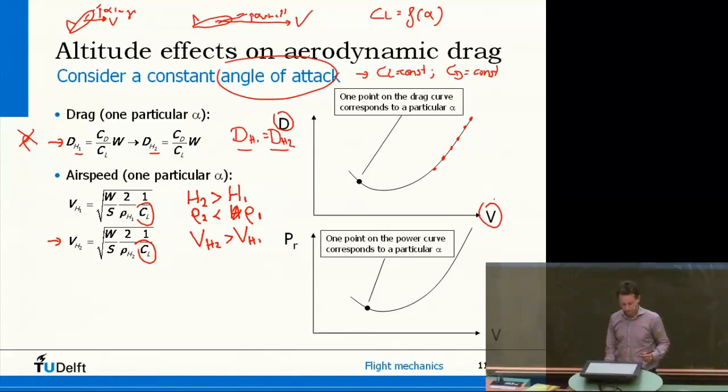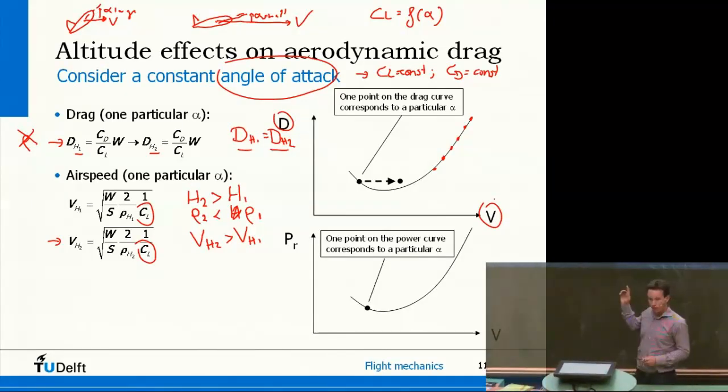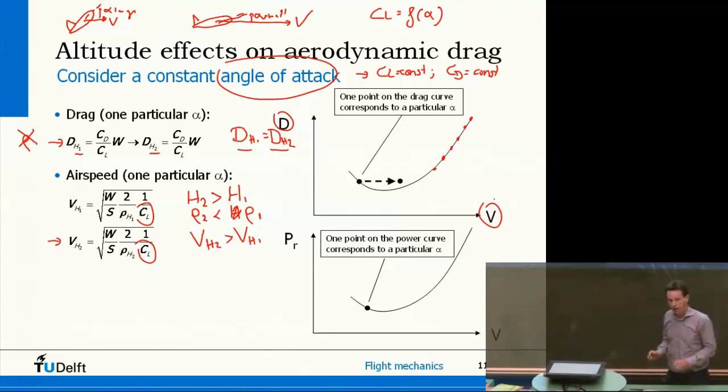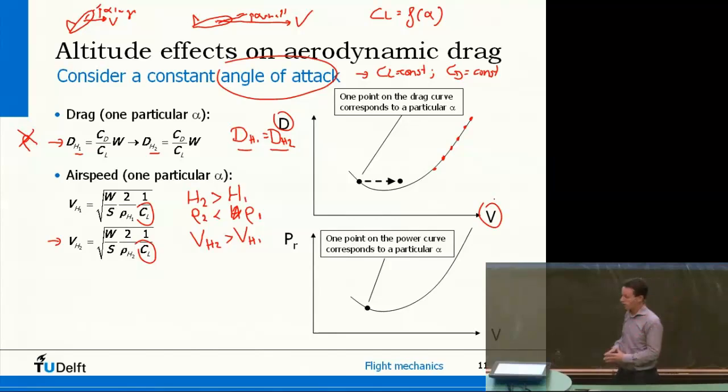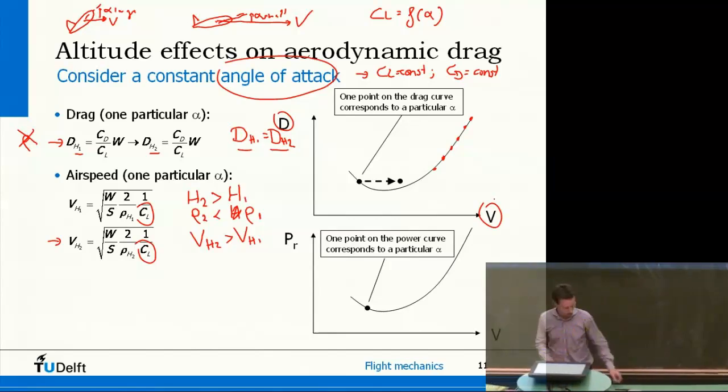So what you see then, if you look at the diagram, this point, drag remains the same, speed increases, so for a higher altitude, that point just goes to the right in the diagram. It shifts to the right. And you could basically do the same for each point on the curve.